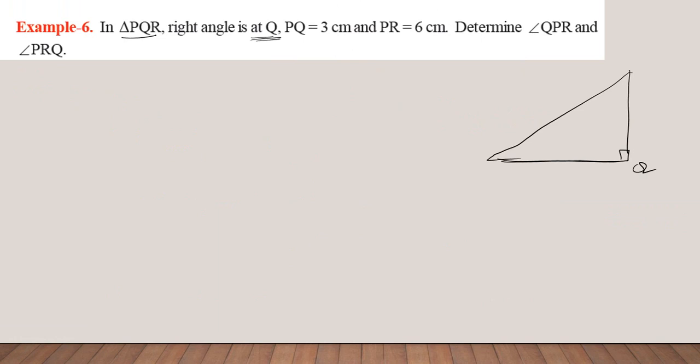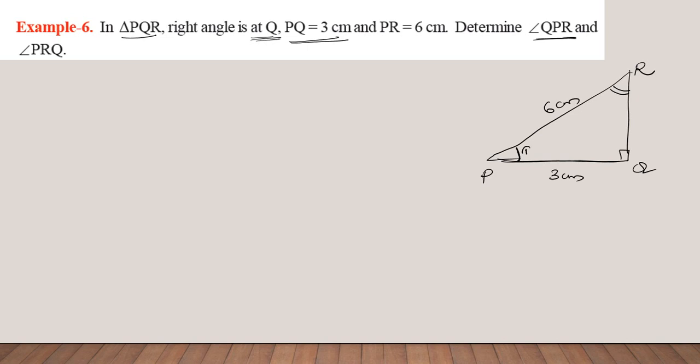So this is Q. Automatically if I consider this as P, then this will be my R. And what he has given, PQ is equal to 3 centimeters. Next, PR is equal to 6 centimeters. Then you need to find out QPR. QPR means this angle you need to find out. Next, PRQ. That means this angle you need to find out. Now one by one we are going to start.